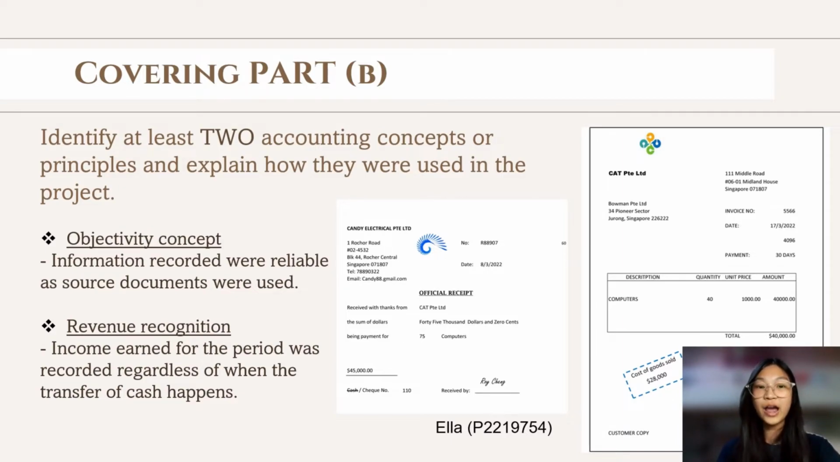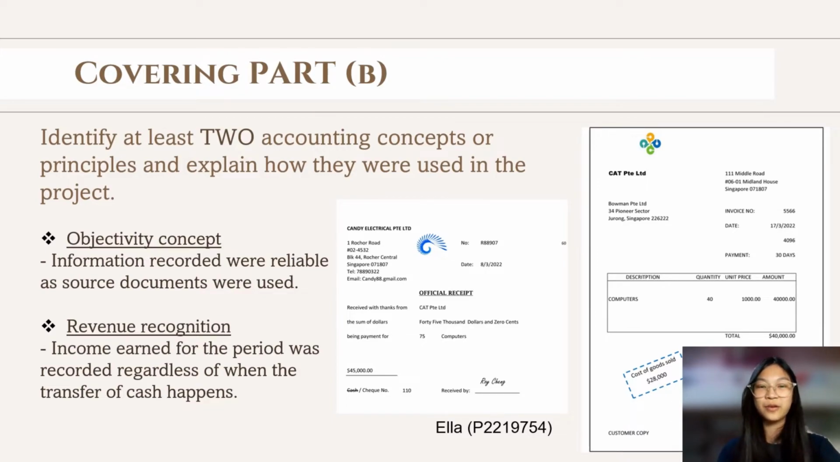For example, I have recorded the sale of computers bought by Bowman Private Limited, even though payment was not made yet. This can actually be seen in the picture on the right side, where it's an invoice showing that Bowman Private Limited had not made payment yet.